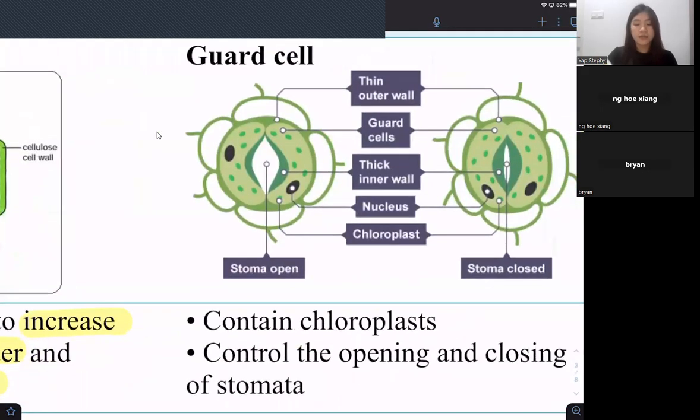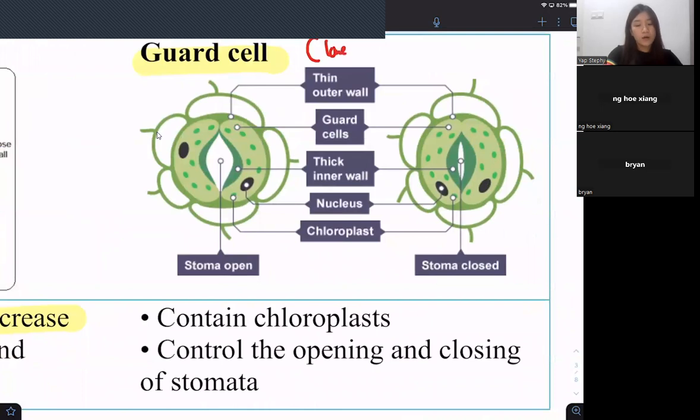And then the last one is the guard cell. Guard cell is found at the lower epidermis of the leaf. So what is the function of the guard cell? It can control the opening and closing of the stoma. Because you can see at the center of the guard cell, in the middle, this one is the stoma. So you can see the stoma open and close there.